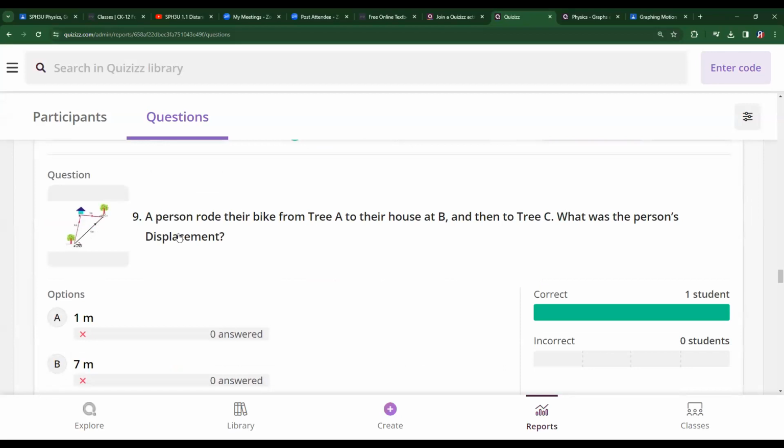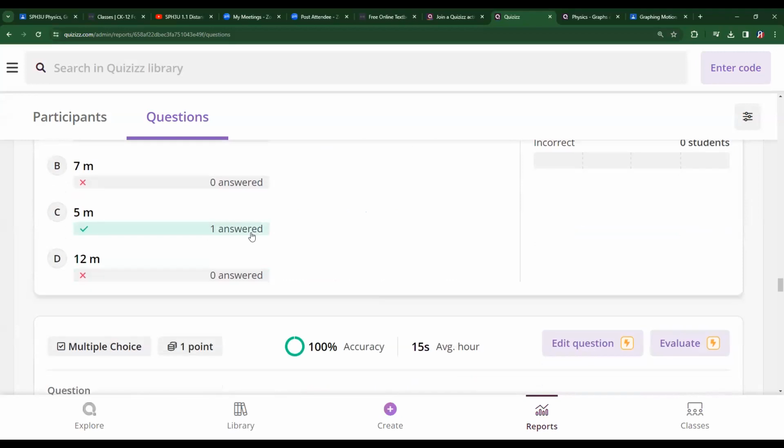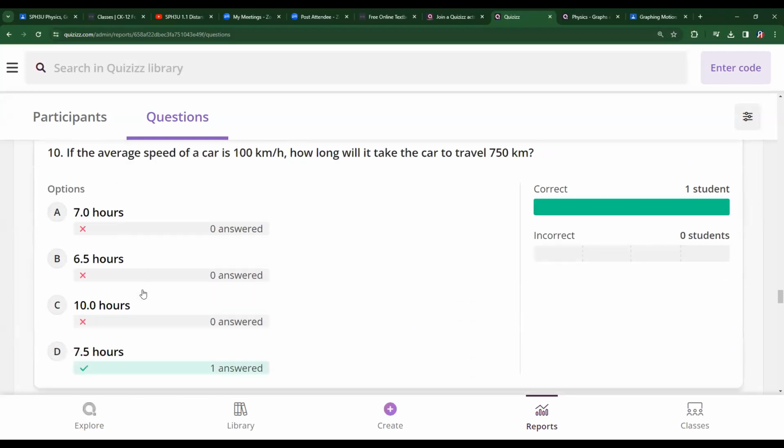Okay, so what is displacement? Displacement is a vector that joins the initial and final position. If they ask about distance, distance is the total path, so you add it up. But displacement is the shortest distance. And you did that right. Also, you divided distance by speed and got the time correctly.